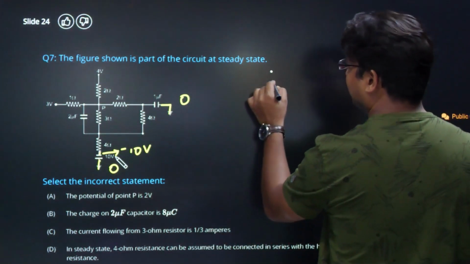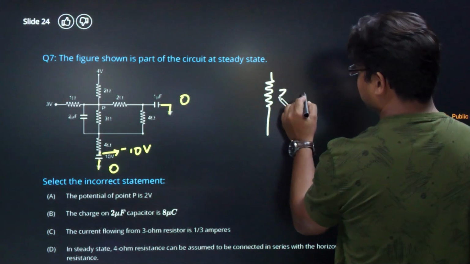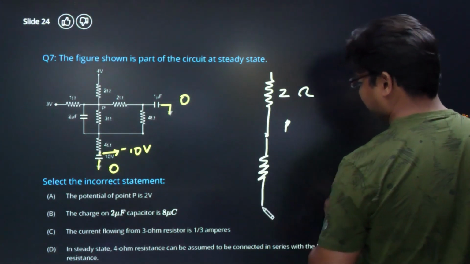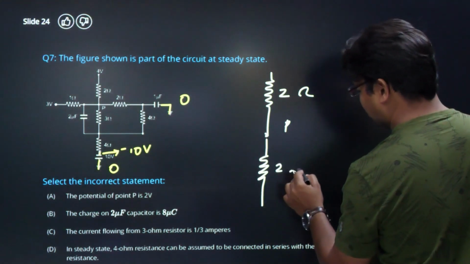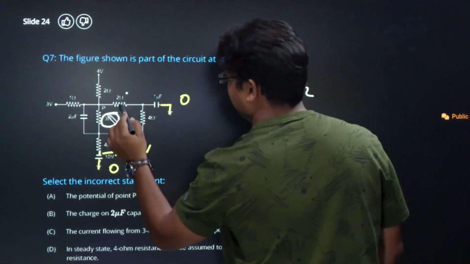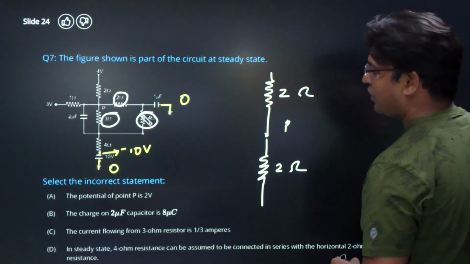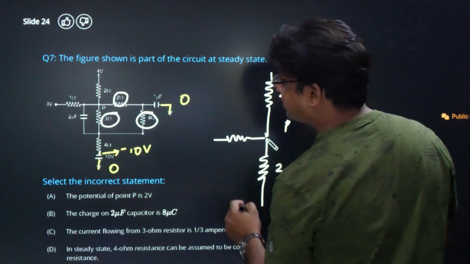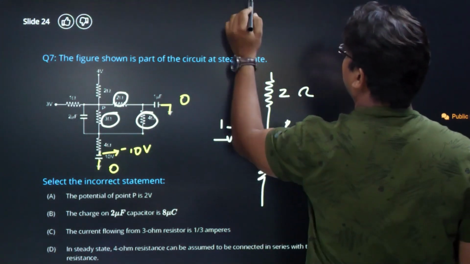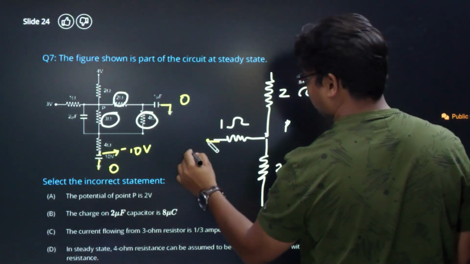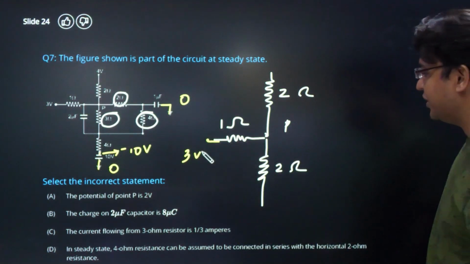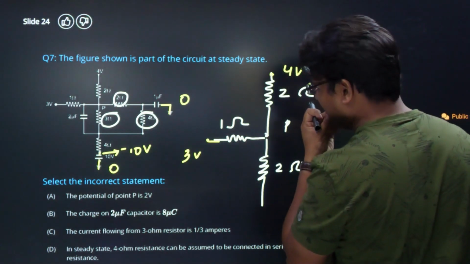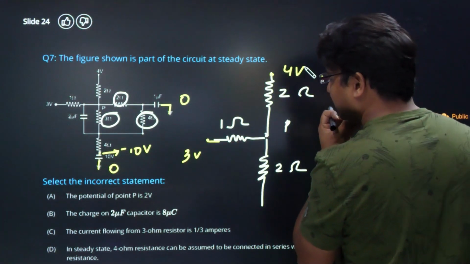Let me redraw the figure here. From the top there is a resistance of 2 ohm, and then this becomes the point P. From point P there is one resistor, and this resistor has a value of 2 ohm. This 2 actually is the equivalent of 3, 2 and 4. So we have drawn all of them. Then from this point P there is another resistor, and this resistor is 1 ohm. And apart from this, this point has a potential of 3 volt. This point has a potential of 4 volt.